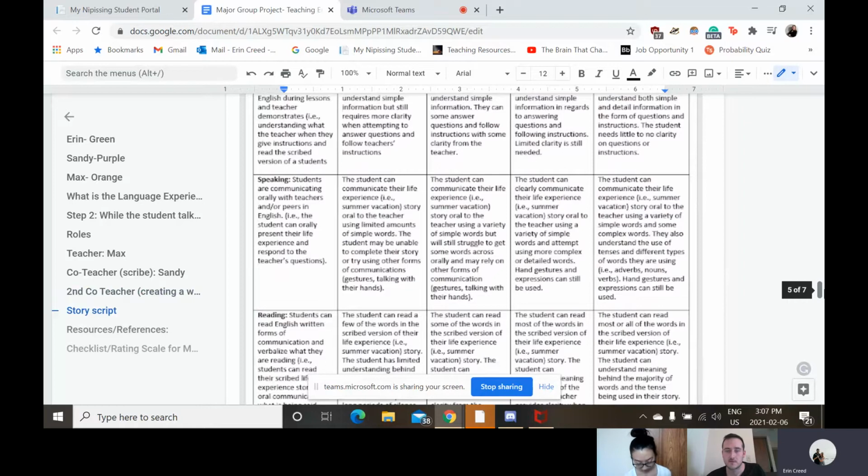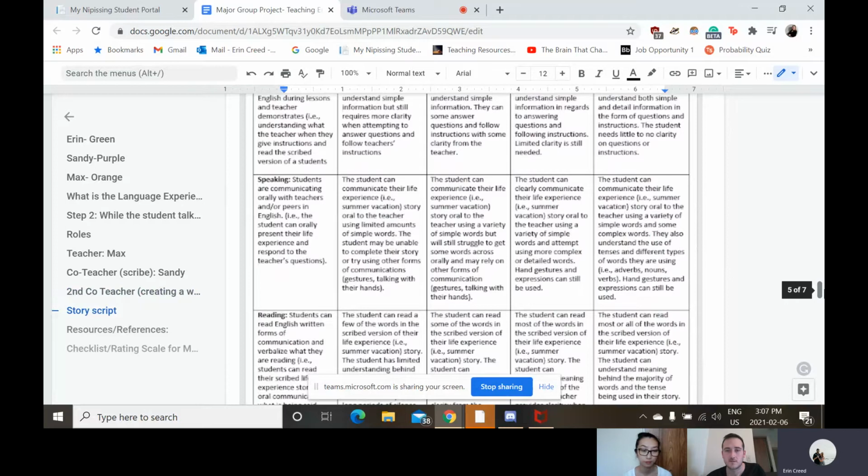If they're at the developing stage, they would still use nonverbal communication. However, they'd be using more of a variety of simple words, but would again still need assistance. If they were at an adequate level, they can clearly communicate their story using a variety of simple words and might attempt to use more complex words, but nonverbal forms of communication can still be used.